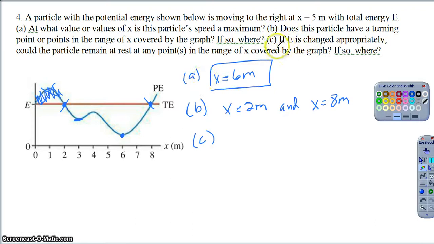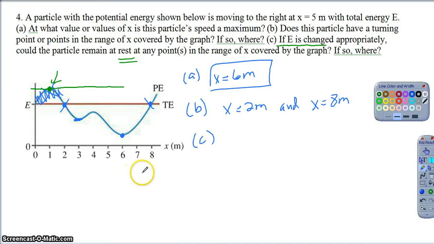Now, the significance of this first statement is saying that if I wanted to, I could actually make the total energy include this part up here. So we'll see that in just a moment. But the key here is it's going to remain at rest, right? It would remain at rest if it was in equilibrium and placed in equilibrium. So at any of the locations on this graph where it's in equilibrium, that's where it would remain at rest.